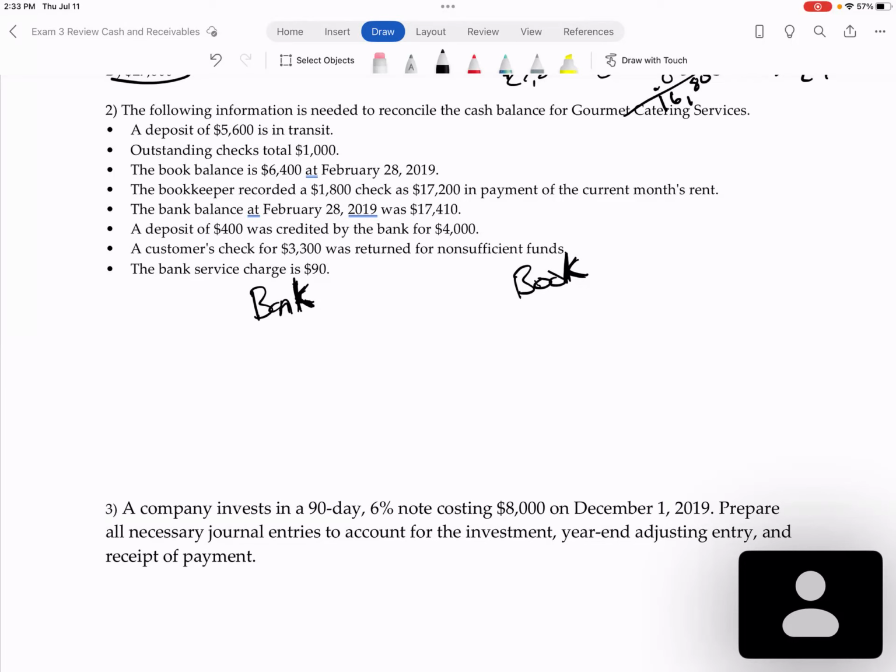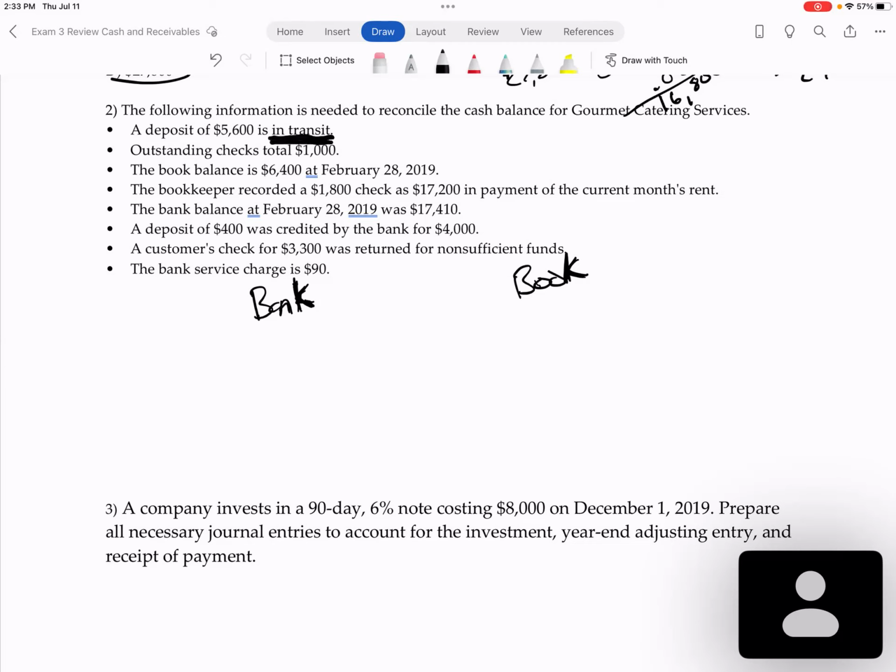Okay, does that make sense? So you just got to go through this. Okay, so deposits of 5,600 in transit. We know about those because we're the ones that make the deposit in our bank account, right? We deposit money in it, but it's in transit, therefore the bank doesn't know about it.